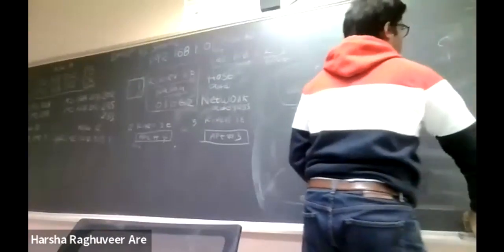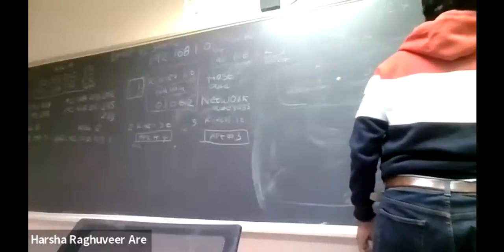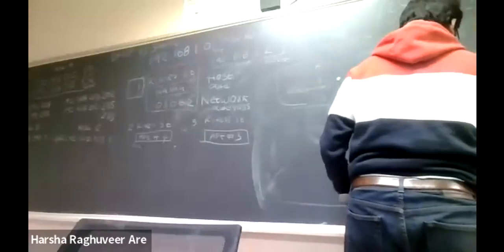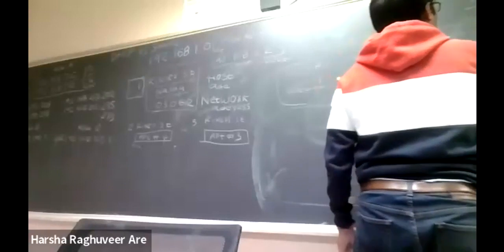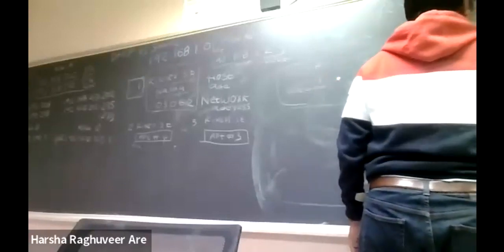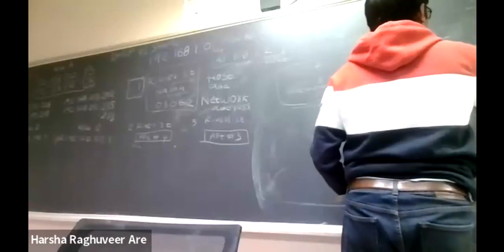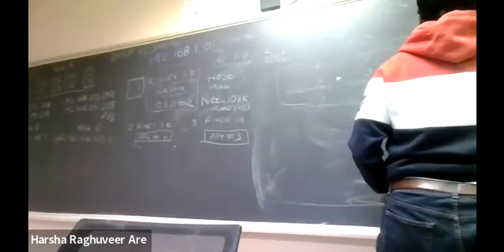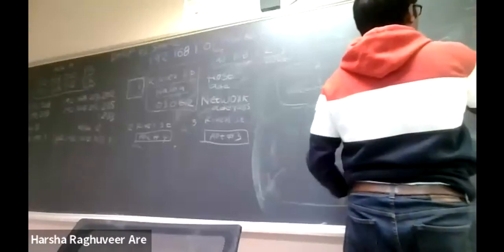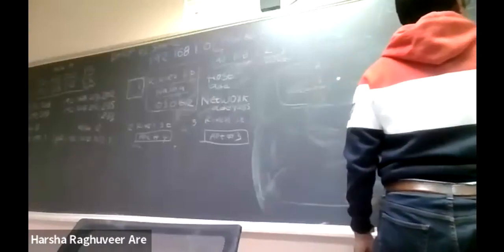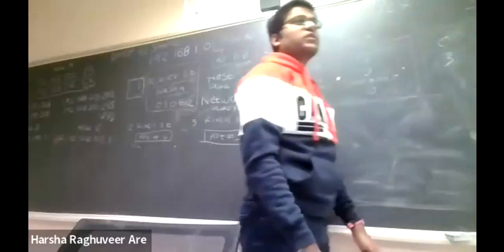Again, this overflows. What does it become? 2.0, right? Again, it goes till 255. And what does it become? 3. See, you understood the fact, right? For this octet to change even by 1 digit, this guy has to take 255 iterations.